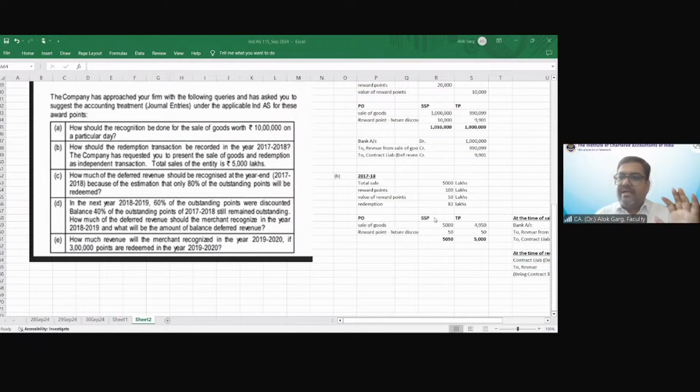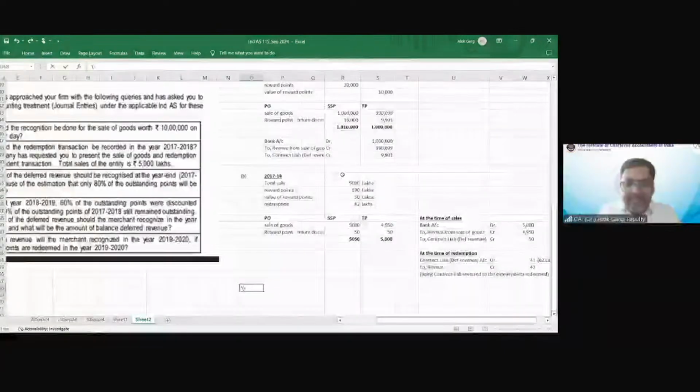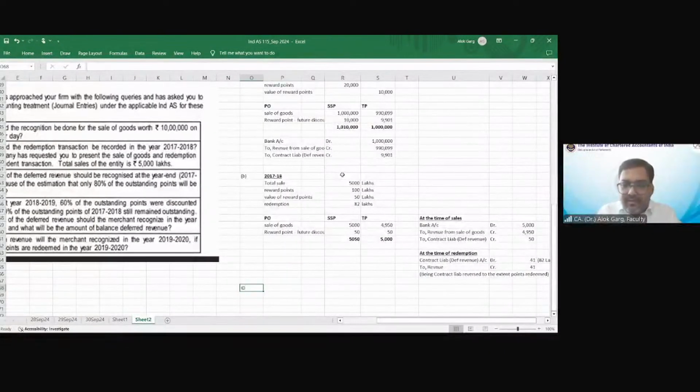So we have recognized the revenue for 82 lakh points, right? Let me read question number C, then I'll come to question number B again. How much of the deferred revenue should be recognized at the year end 17-18 because of the estimation that only 80% of the outstanding points will be redeemed? Remaining points at the year end. What are the remaining points at year end?